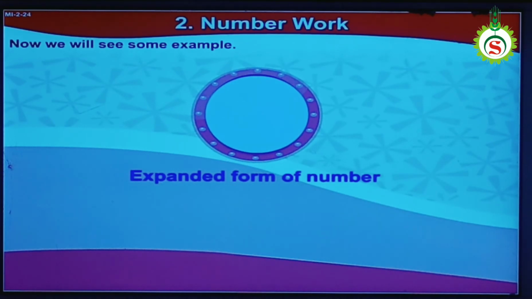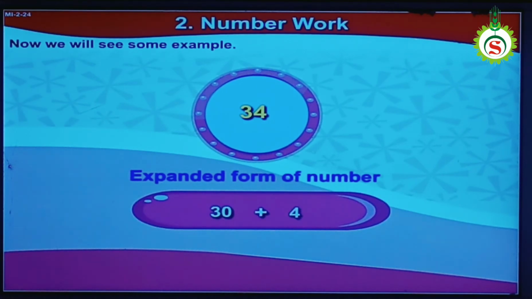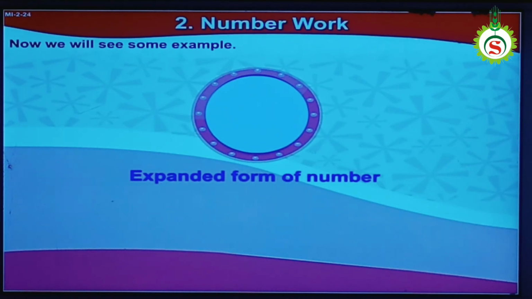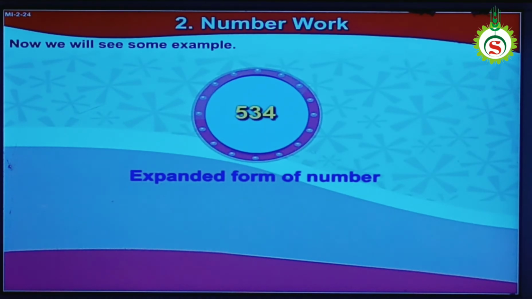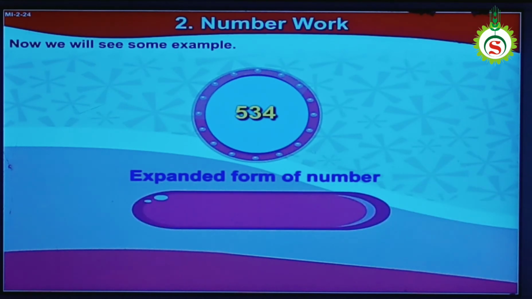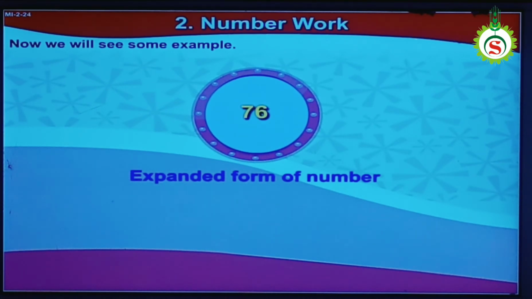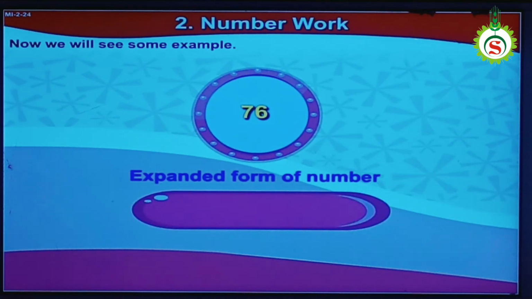Now, another example, 34. 34 is equal to 30 plus 4. Then to make it more clear, let's take another example, 287. You can write it as 200 plus 80 plus 7. Next one, 534. 534 is equal to 500 plus 30 plus 4. Another one, 76. 76 is equal to 70 plus 6.